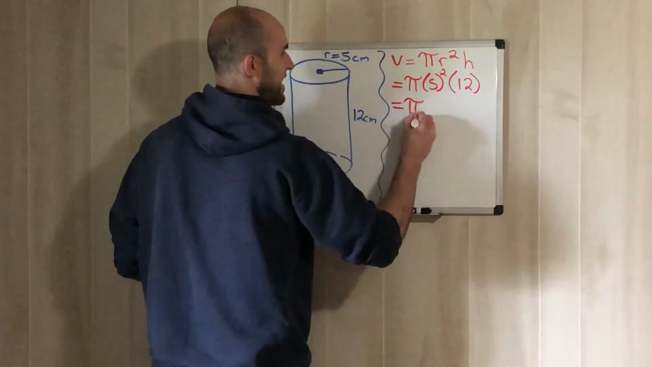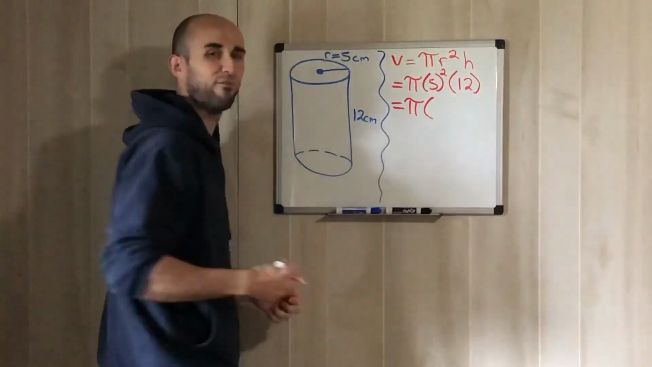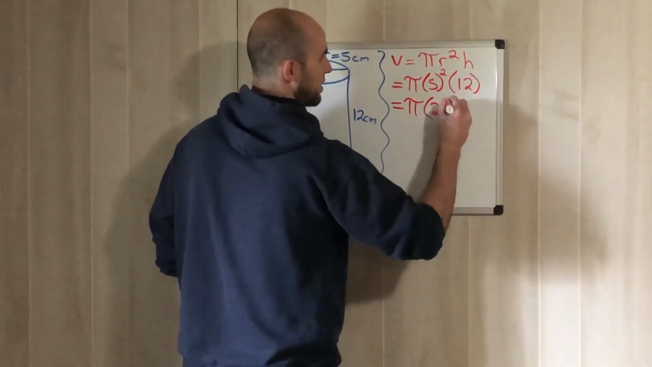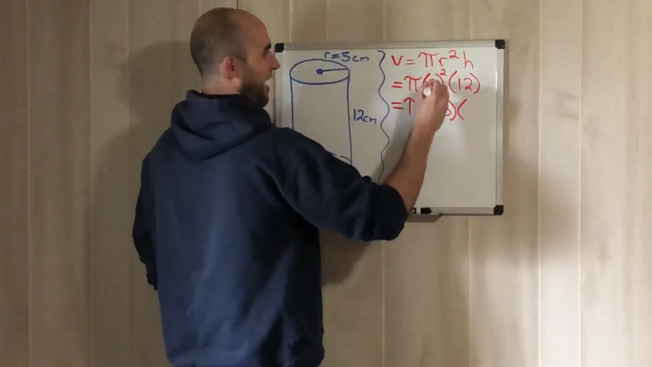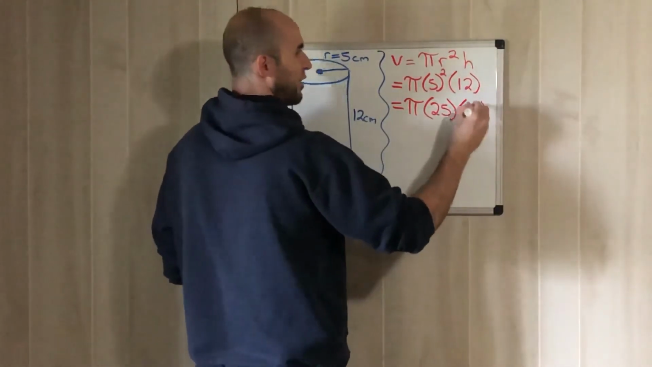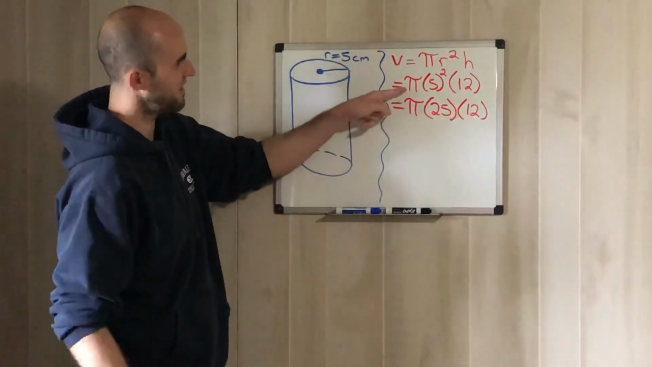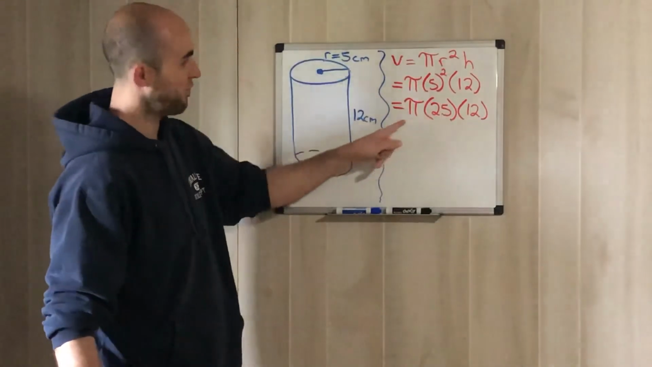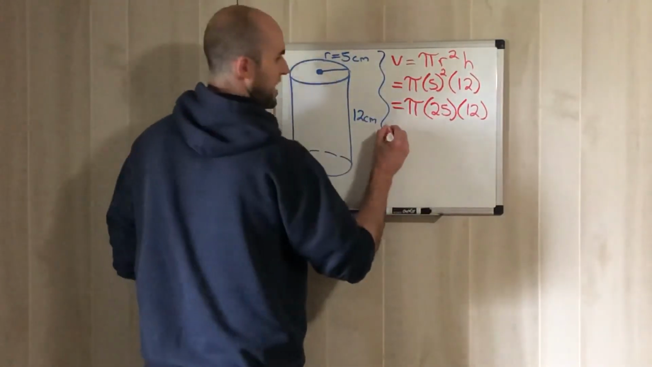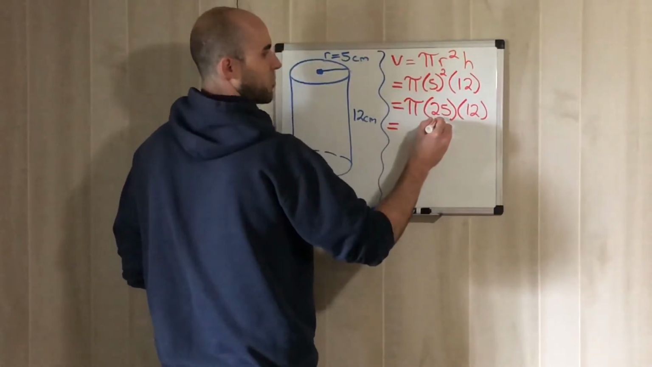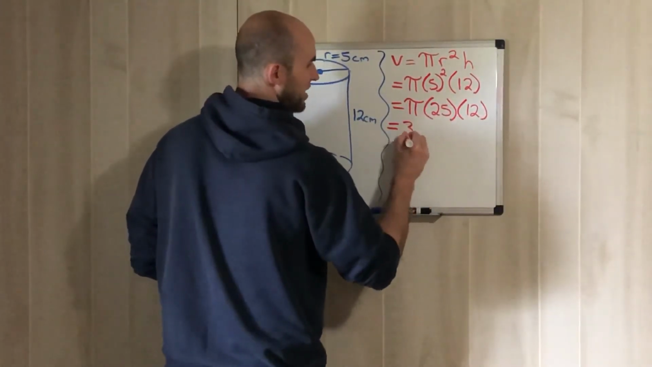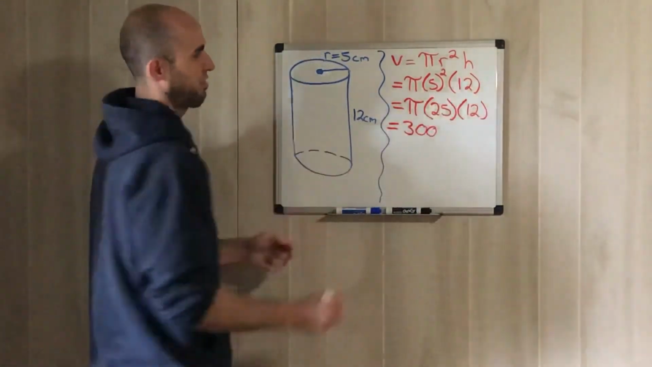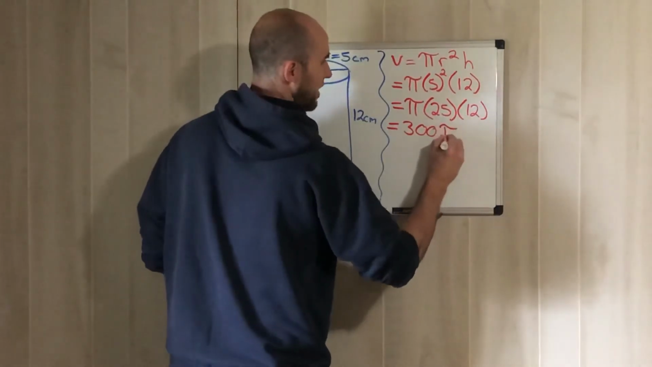So the pi stays the same. We know that 5 squared means 5 times 5, and 5 times 5 gives us 25. So we have 25, we have the 12 from up here, and we have the pi. Everything stayed the same. Now, you can multiply everything, or just multiply the integers. So 25 times 12 is going to give us 300, and let's not forget the pi right there.